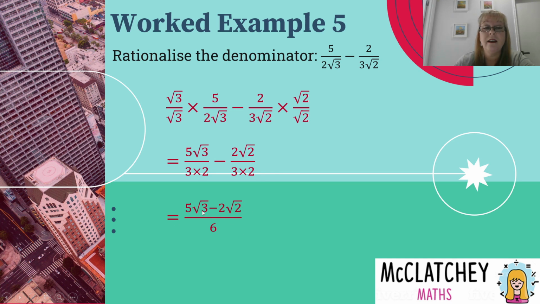And these are now 2 different surds. Don't be tempted to take them away from one another. They are not like surds. One's a root 3, one's a root 2. So I actually cannot simplify this any further. I've done my job. So I could have left this as 5 root 3 over 6, take away 2 root 2 over 6, but the most simplest form is to bring it together in one big fraction.